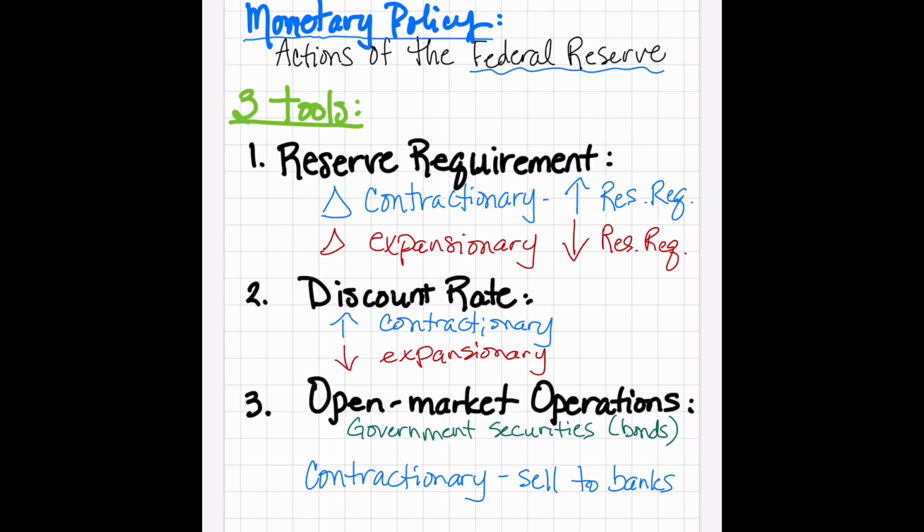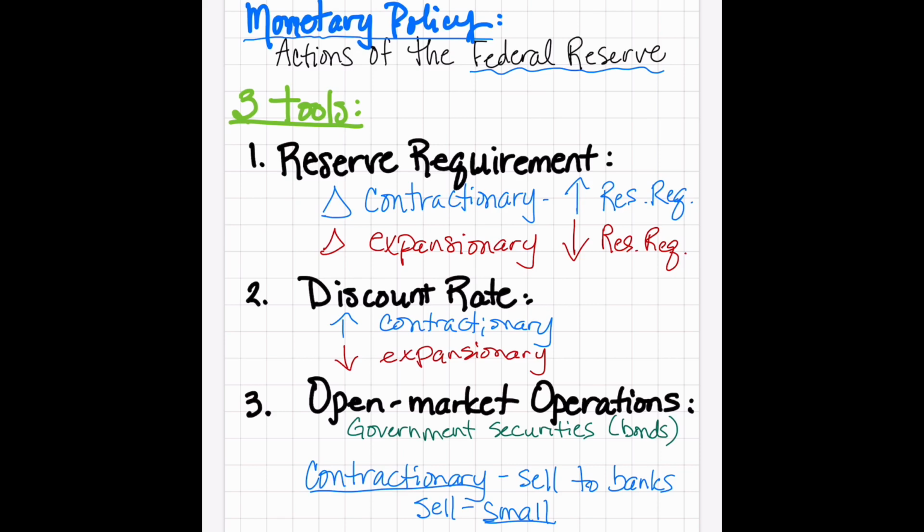So here's a little mnemonic device that might help you to remember this. When the Fed sells bonds to the banks, it makes the money supply smaller. Sell small. So a little mnemonic there, a little alliterative terminology might be helpful to you.